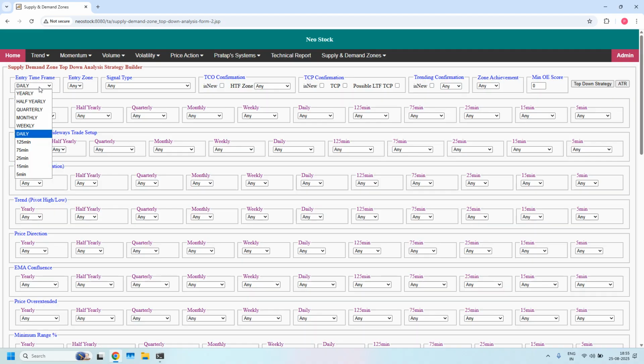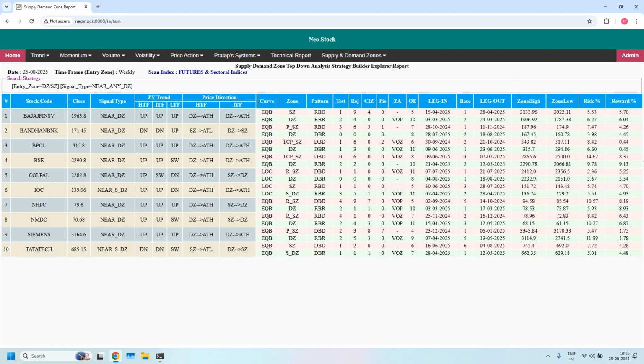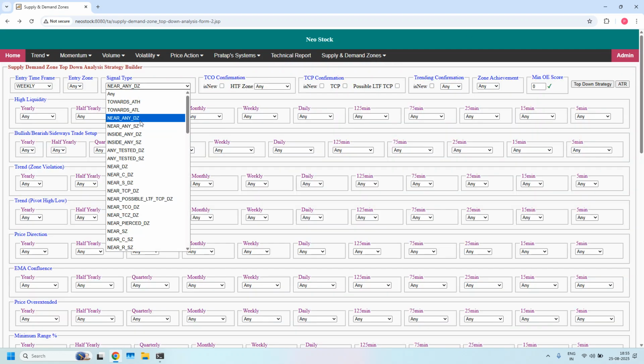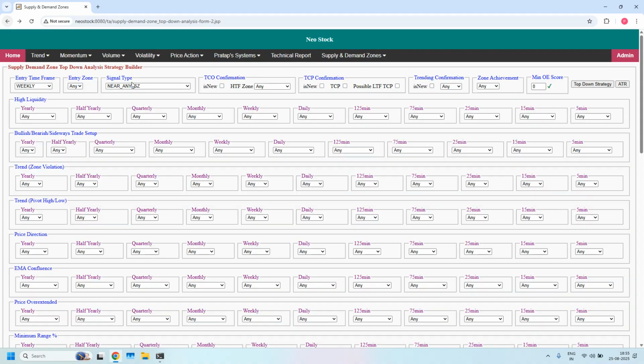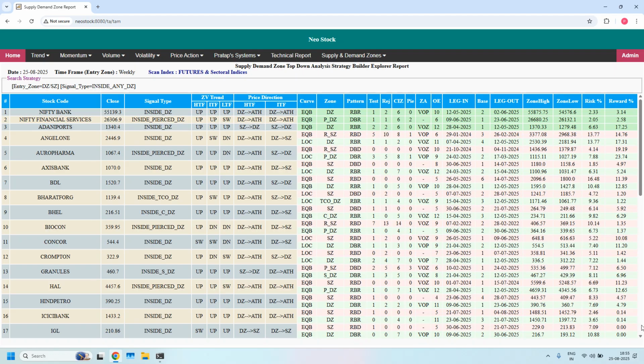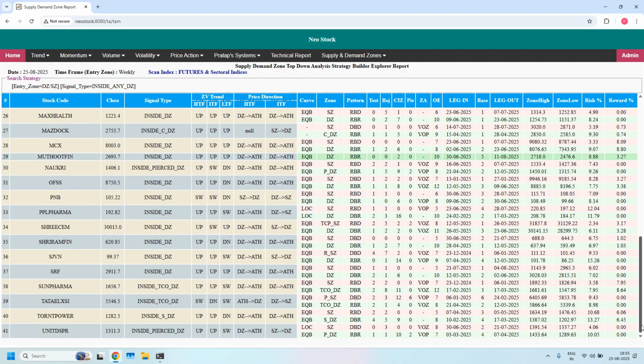Next time frame is weekly. Stocks near to the weekly demand zone. We got 10 stocks. Next, stocks near to the weekly supply zone. We got 11 stocks. Next, price closed inside the weekly demand zone. First 17 stocks in the list. Scrolling the list down. Total 41 stocks are filtered.